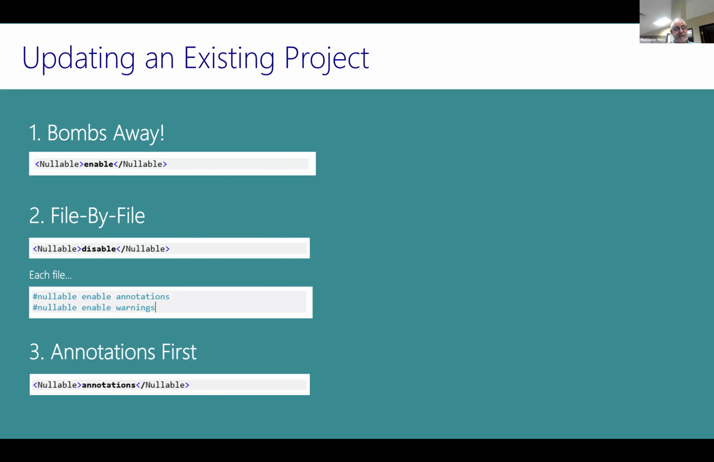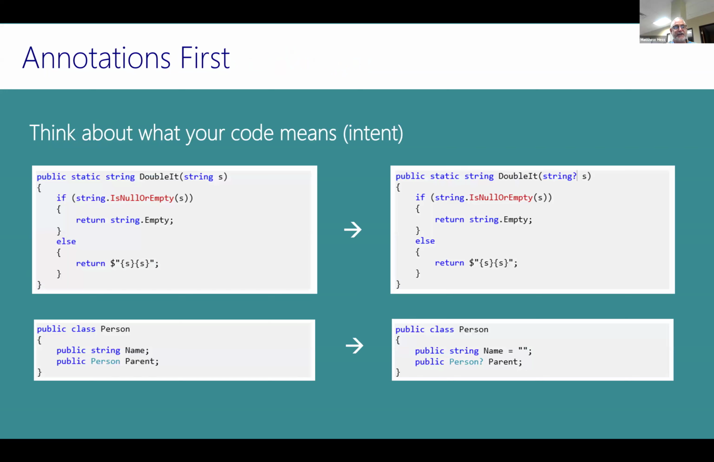This could work, but my favorite approach, the one I'm going to recommend, is what I call annotations first. So at the CS proj level, instead of enabling it or disabling it, you can set that value to annotations. And this is kind of an interesting phenomena or halfway step. What that does is it allows you to start going in and putting in the question marks without having to look at the warnings yet. So the concept of annotations first is to actually think about your intent.